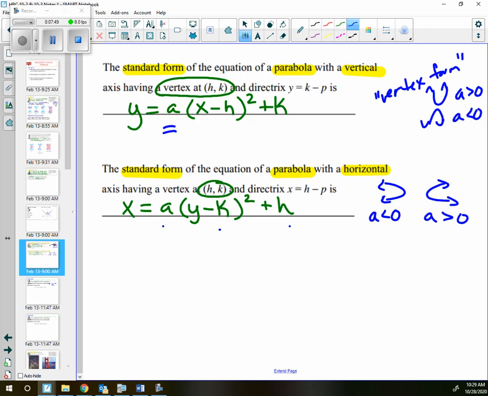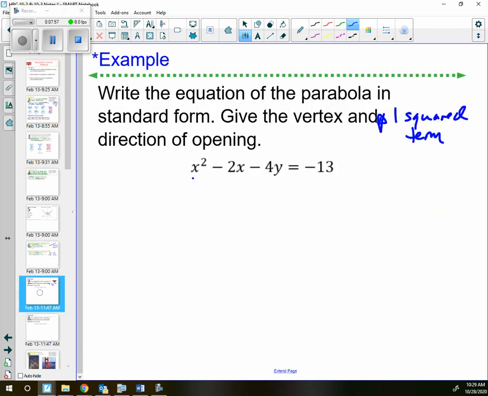I'm going to go back to the formulas for a second. In the vertical parabolas, this top one, the y is not squared, and in the horizontal, the x is not squared. So that's what I need to look for here as well. Which one isn't squared? Well, the one that isn't squared is the y. So since the y isn't squared, this is going to be a vertical parabola. This is going to be one that either opens up or down.